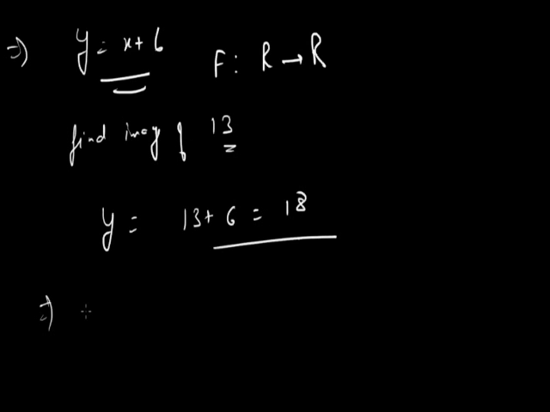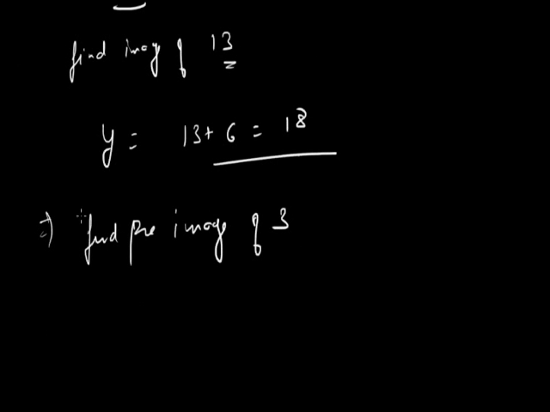The reverse is pre-image. Find the pre-image of 3. It means here y is 3 and it's equal to x plus 6, and x is minus 3. The pre-image of 3 is minus 3, or the image of minus 3 is 3.